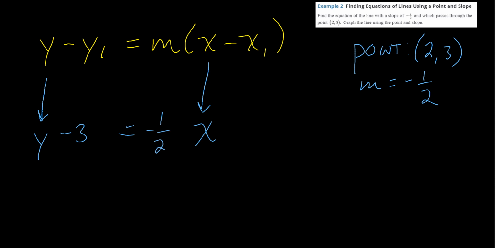So negative 1/2. And of course, that parentheses stays there because this is coming down with it too. And then minus, what is the x value here? What is 2? Okay, and I hesitate to say, but that's it, right? At this point, it says find the equation, so we have to solve for y, but that's it. So let's go ahead and solve for y.